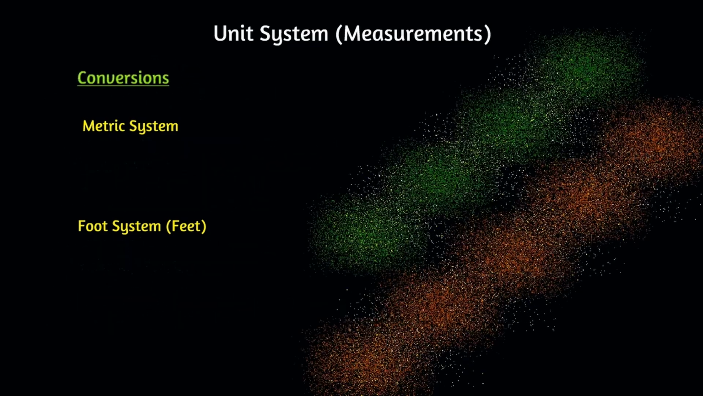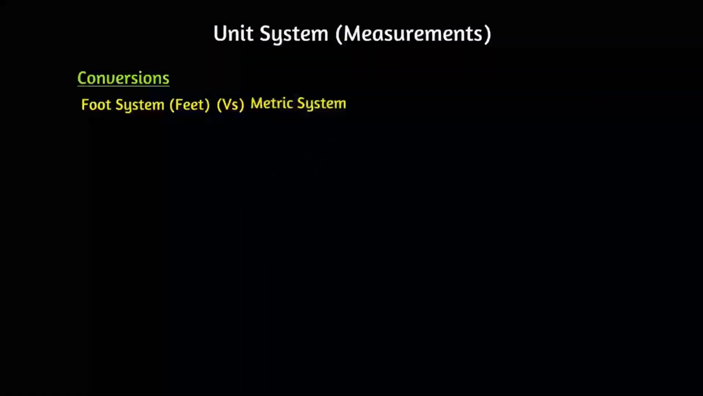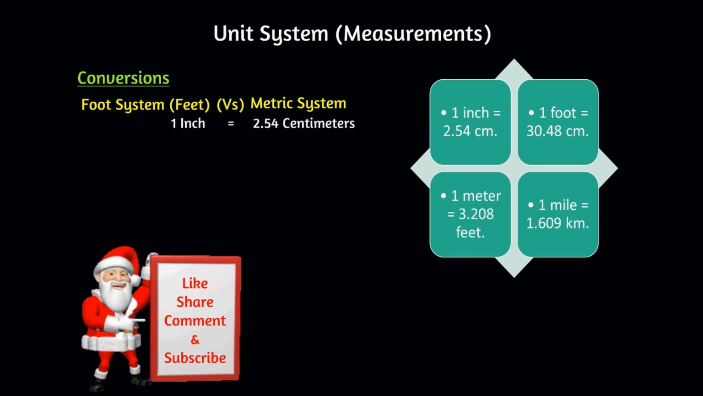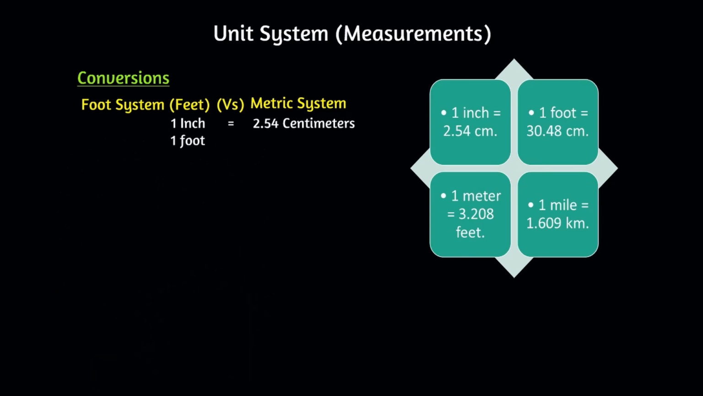Let us now look at conversions between feet and meters. 1 inch is the same as 2.54 centimeters. 1 foot equals 30.48 centimeters. 1 meter equals 3.208 feet. 1 mile equals 1.609 kilometers.